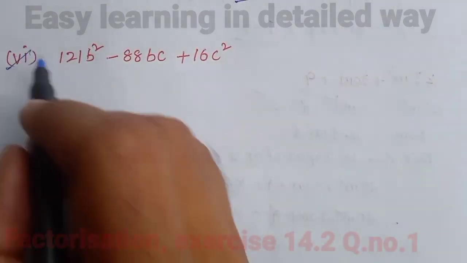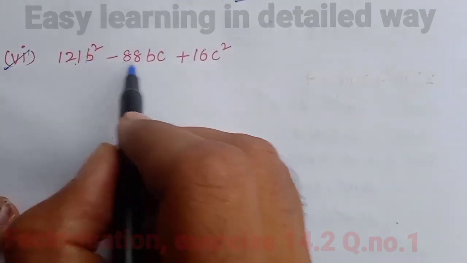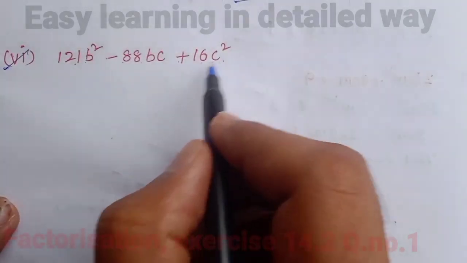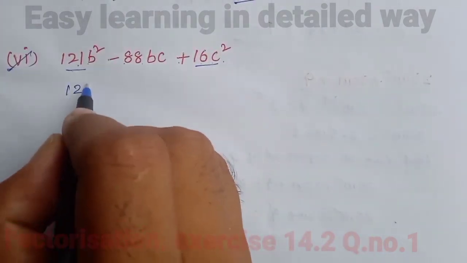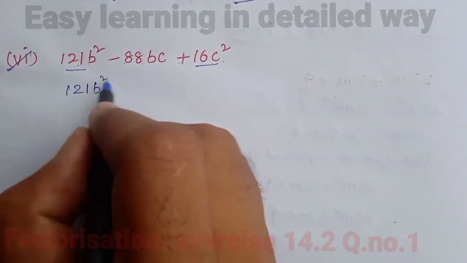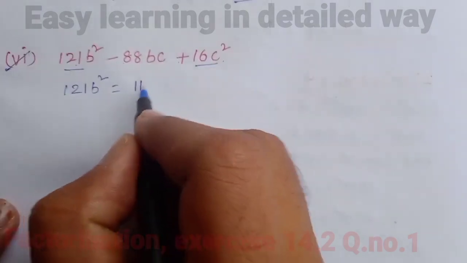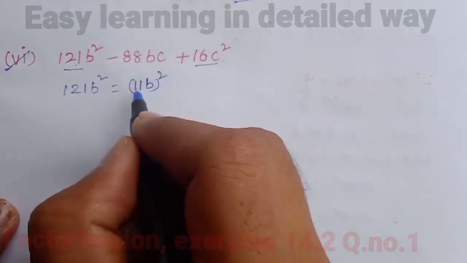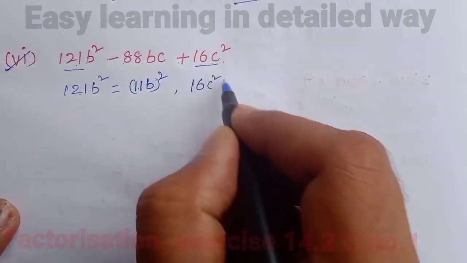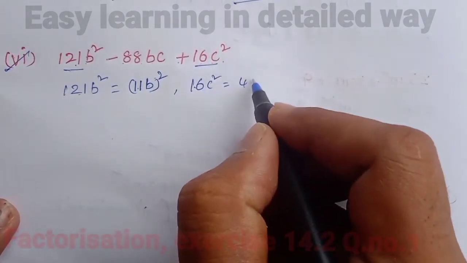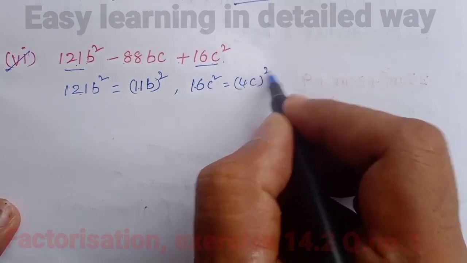Now see the sixth one, 121b square minus 88bc plus 16c square. See the last and first terms, they are perfect squares. Then 121b square is 11b whole square, see, 11 square is 121 and b square. And 16c square, 16 is 4 square, that is 4c whole square.